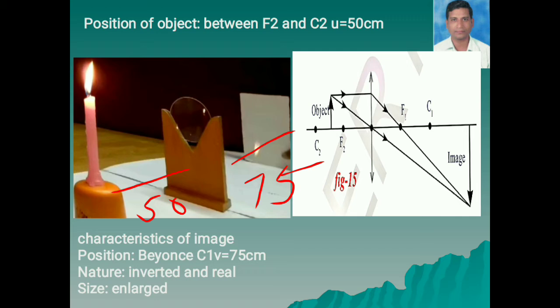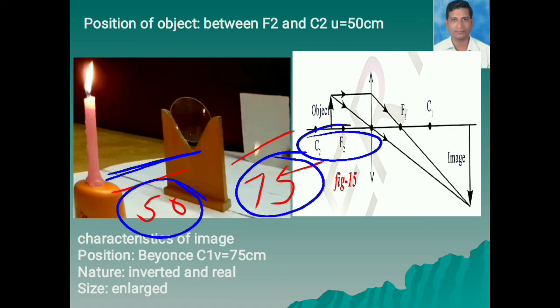Now maintain the distance between candle and lens at 50 centimeters, then we get the image at 75 centimeters. That means we place the candle between C2 and F2, we get the image beyond C1. So the position of the image is beyond C1, that is V equals 75 centimeters, the image is inverted and real and enlarged image.